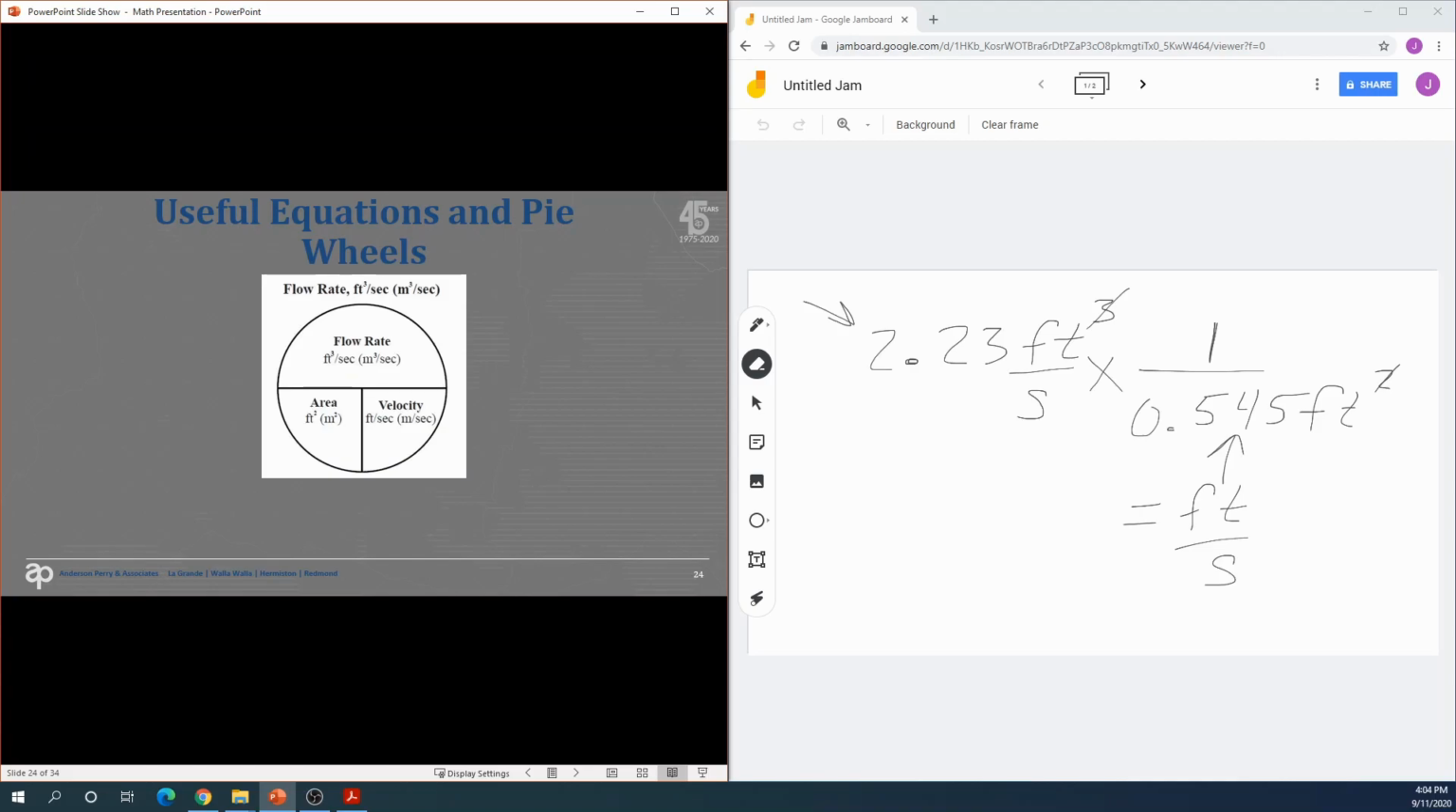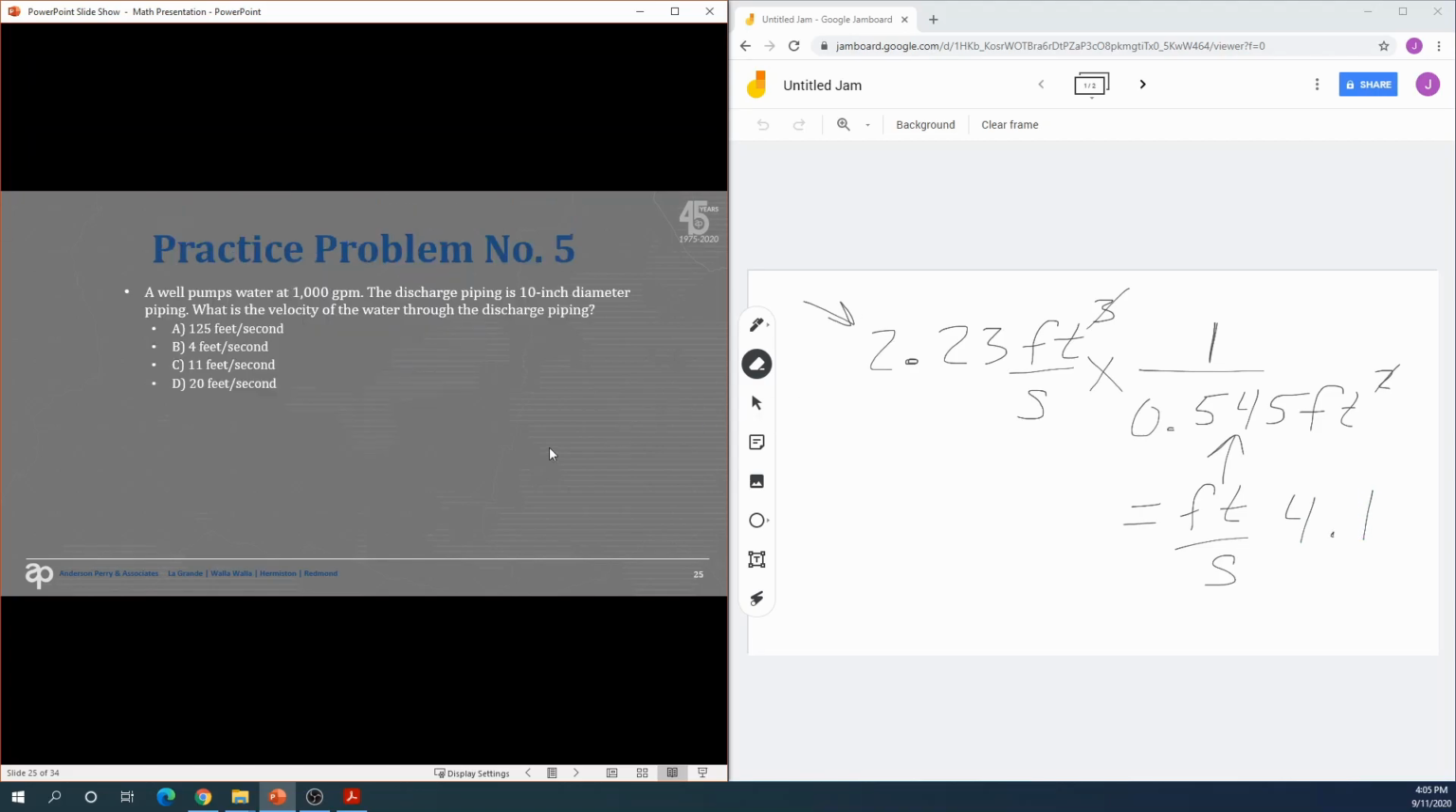So 2.23 divided by 0.545 is going to be equal to 4.1 feet per second. Round that, and that's going to be answer B, 4 feet per second.